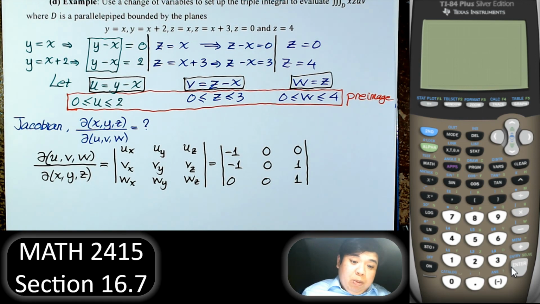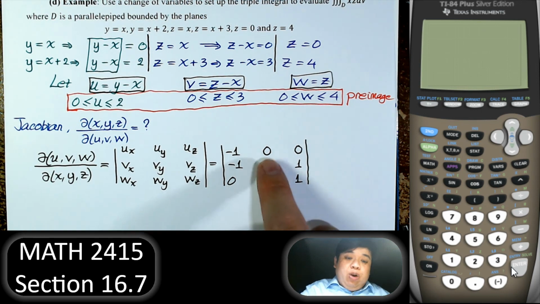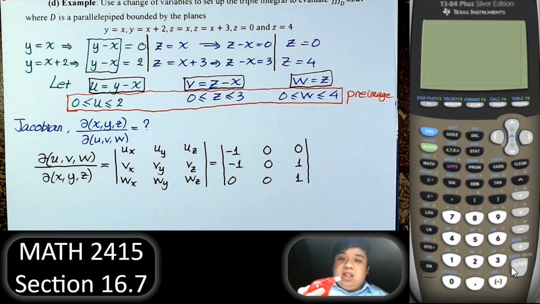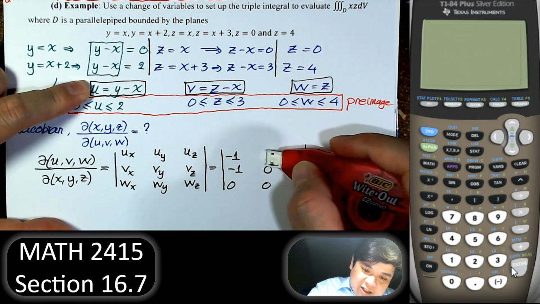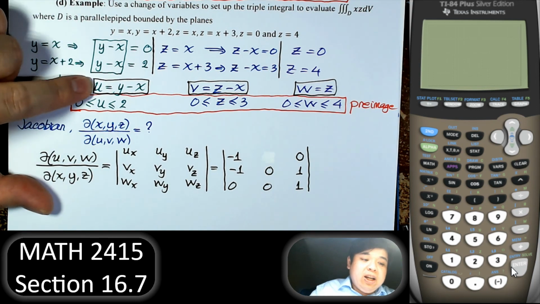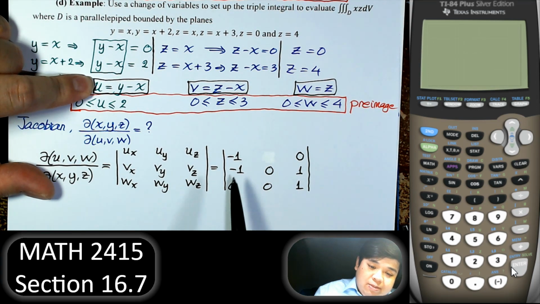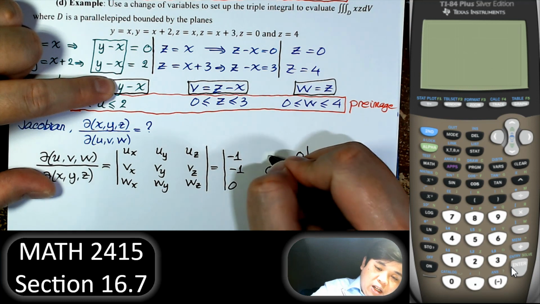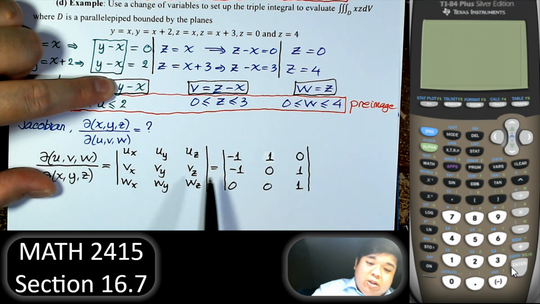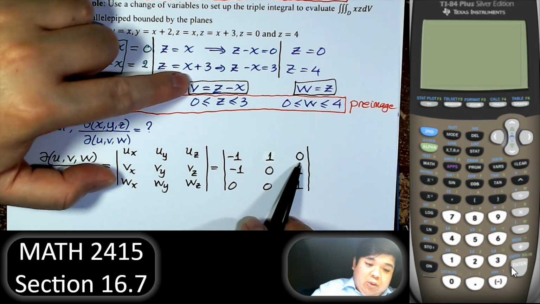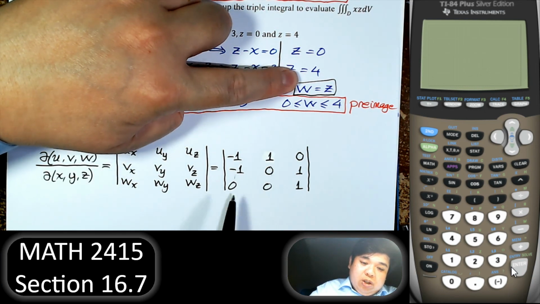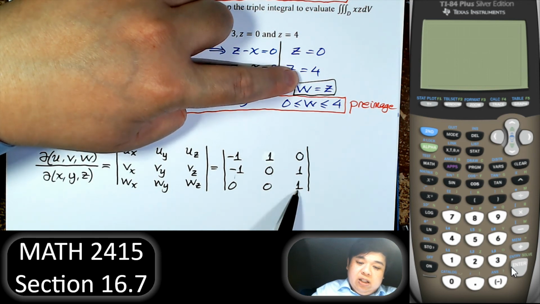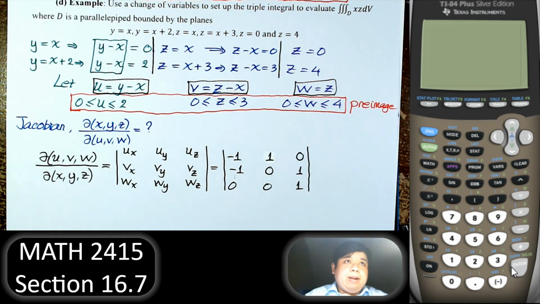Yeah, obviously we made a mistake here. Otherwise, if we have a row or column of 0, the determinant is equal to 0. So where was the mistake? Oh, I think it's here. Once again, derivative of u with respect to x is -1, with respect to y is 1, with respect to z is 0. Derivative of v with respect to x, y, z. w with respect to x, y, z. That's good.